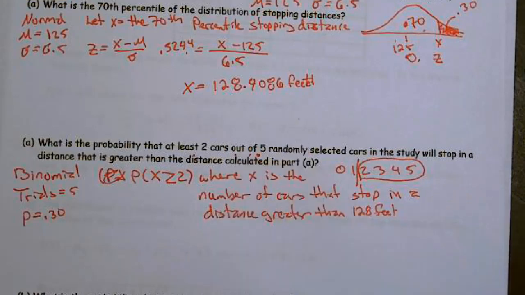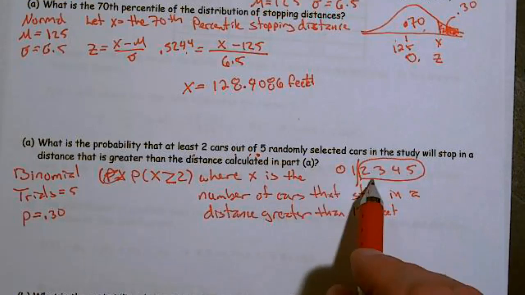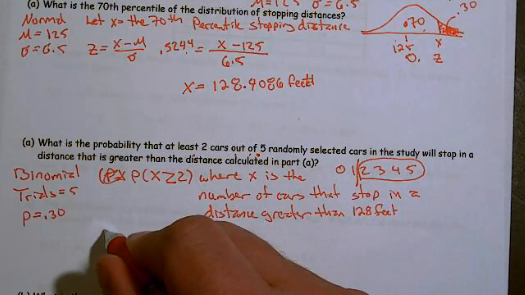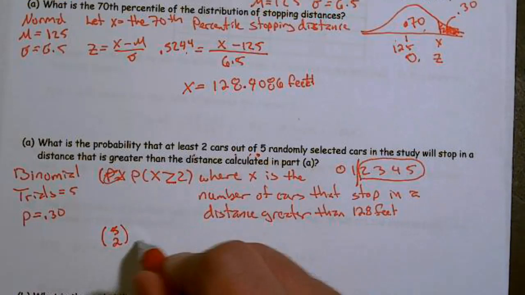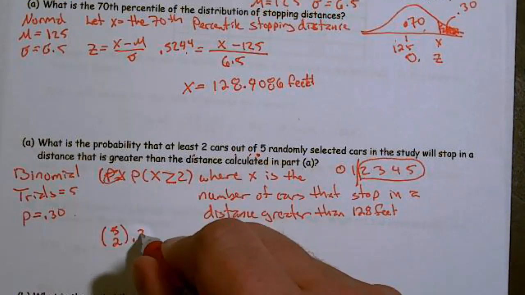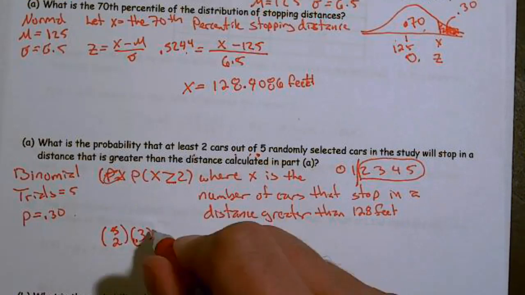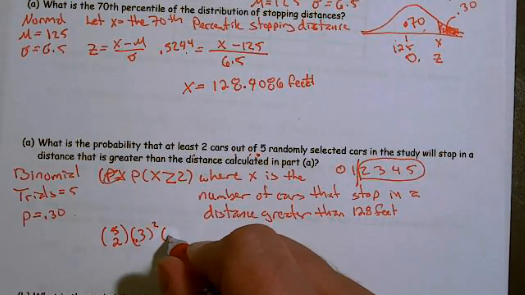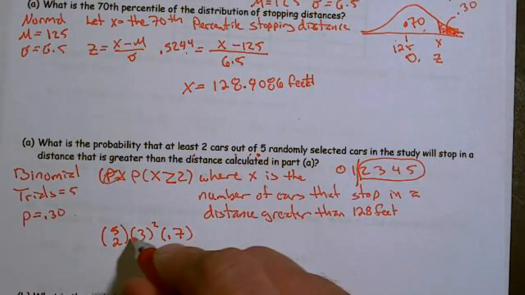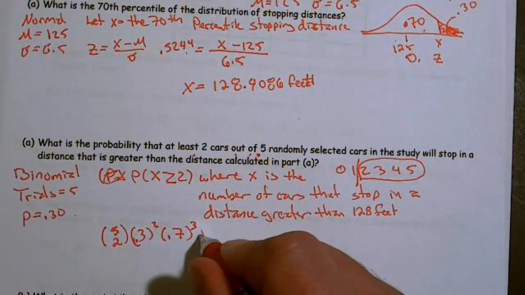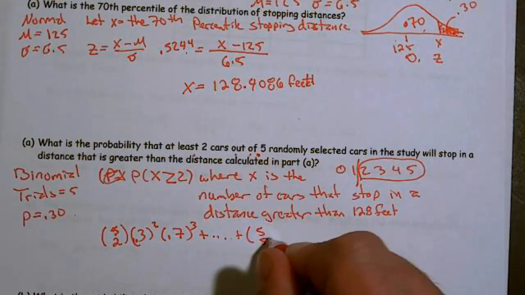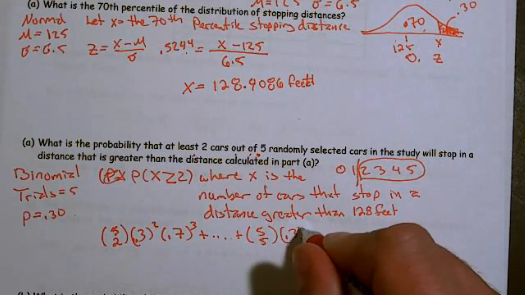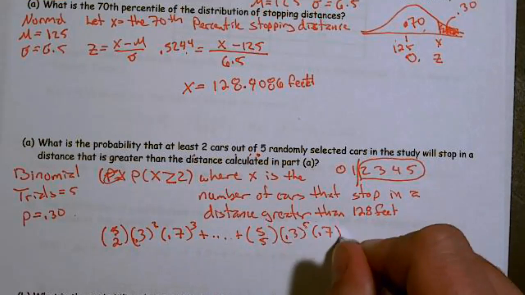All right, because that's what we had before. So binomial. To show my work, it's going to be 5 choose 2, our probability is 0.3 squared times 1 minus that, 0.7, to the 5 minus 2, which is 3, plus 5 choose 5, 0.3 to the 5th times 0.7 to the 0.